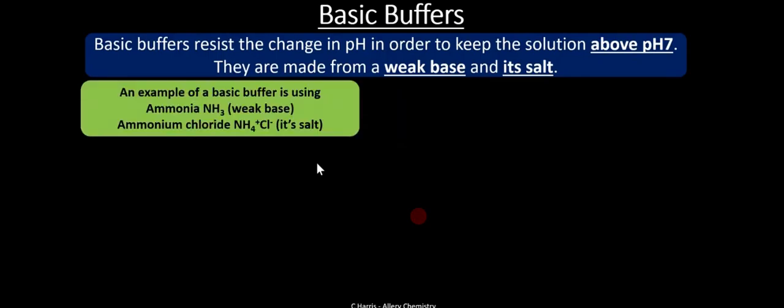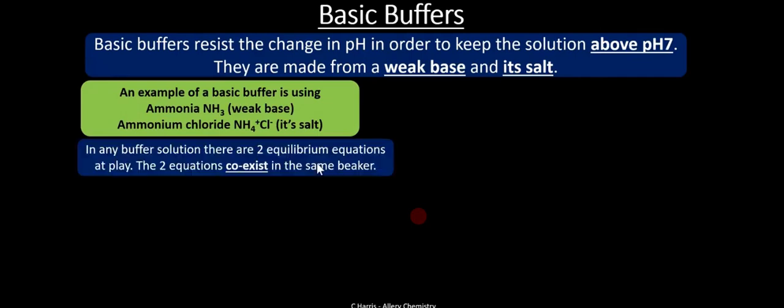Let's talk about basic buffers. So what is a basic buffer? It resists change in pH in order to keep the solution pH above 7. They are made from a weak base and its salt. An example of a weak base is ammonia, and its salt is ammonium chloride.